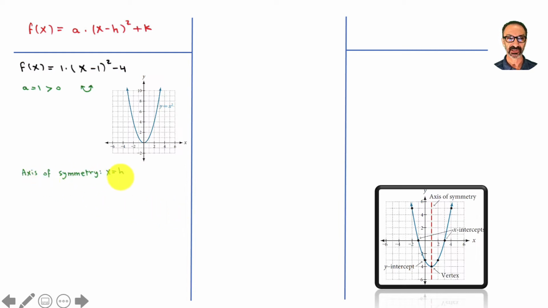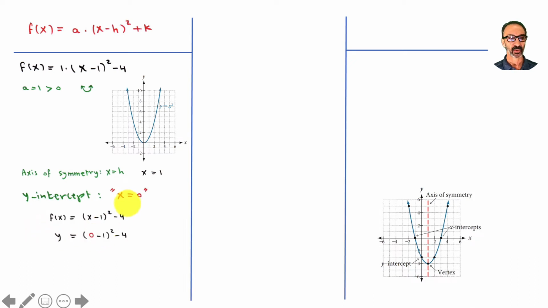The axis of symmetry is x equals h, and x equals 1 will do. It's right here in red. The y-intercept is when x equals 0. I think I said y earlier. When x equals 0, you just plug it in and do the math. 0 minus 1 to the second is just minus 1 to the second, which is 1. So you end up with 1 minus 4, and that's -3. It looks like, yes, the y-intercept is when x equals 0, and the y value is -3.